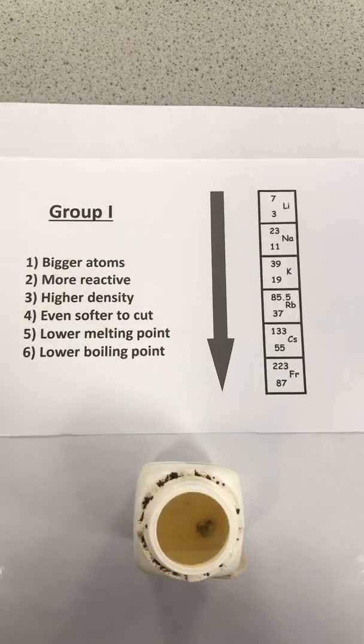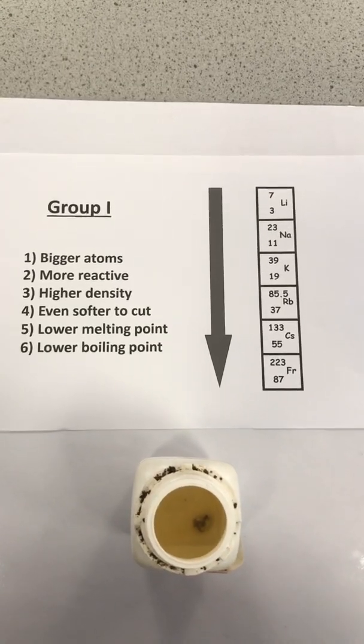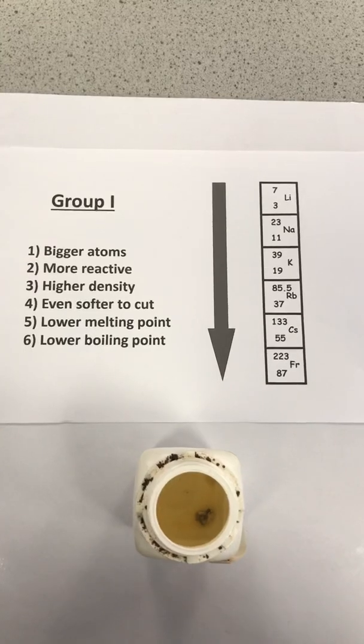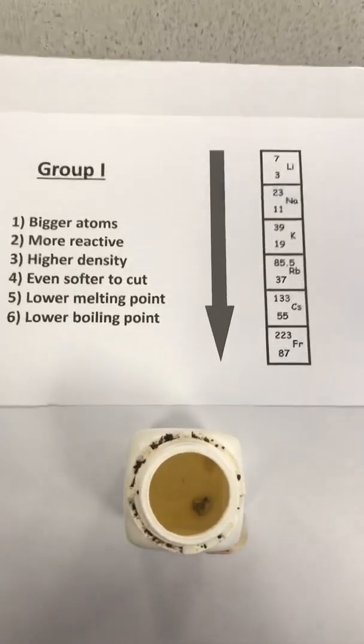Alkaline metals are all soft metals. They can be cut with a knife. As we go down the group, these metals react with the air more quickly, so we keep them in oil.